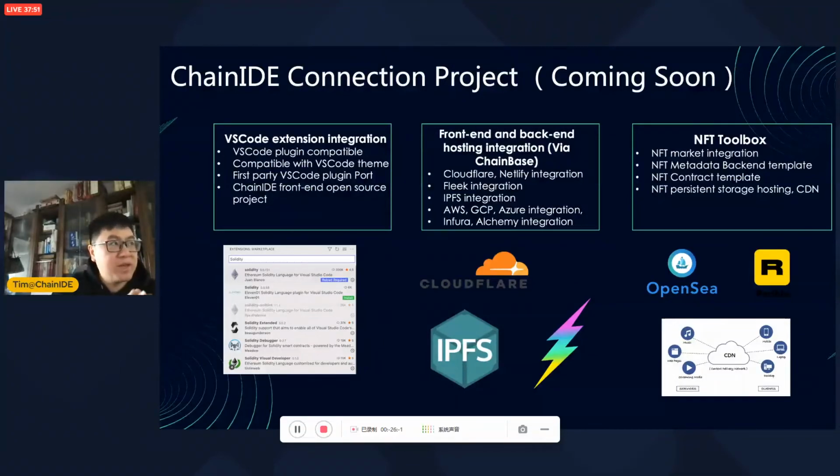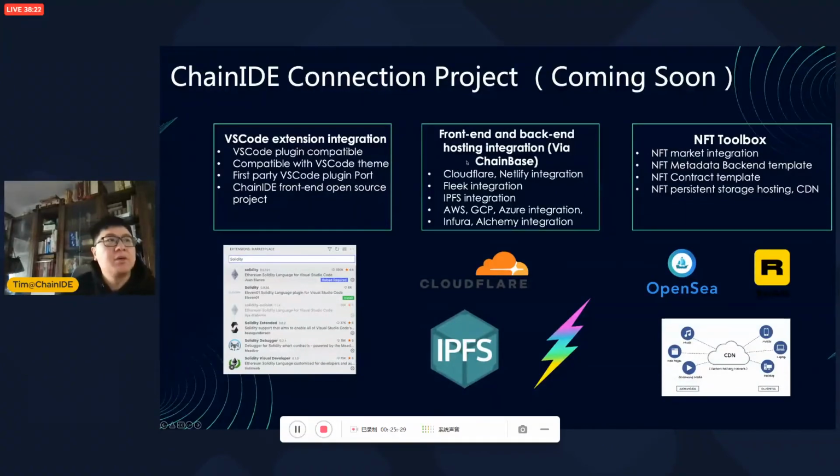So first is the VS Code extension integration, as I just mentioned, right? ChainIDE currently has a plugin system, but it was written in ChainIDE format, and we're now trying to provide support for VS Code extensions. Which means that all these plugins and extensions can be directly used in ChainIDE in the future.